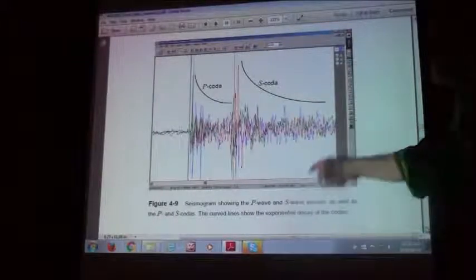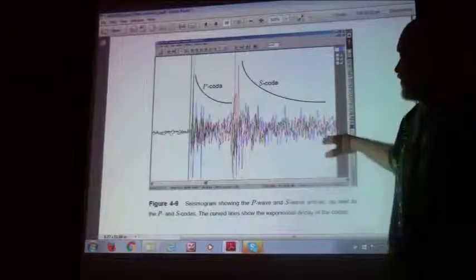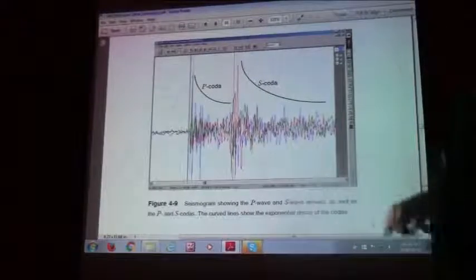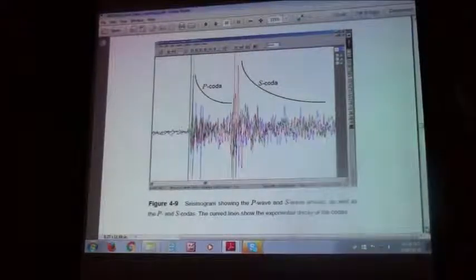So we will look at how the energy tails off and how the frequency changes, to see whether it's due to scattering or absorption. So this is another kind of analysis that we will attempt.